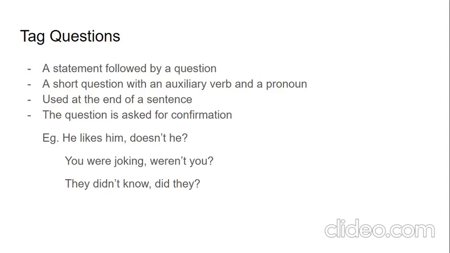And this short question at the end of the sentence is with an auxiliary verb and a pronoun. So auxiliary verbs like does, were, did, any of that sort. And then with the pronoun, you, they, he, she, using any of those. And this is also a question which is asked for confirmation. You really want to confirm whether it is or not, whether it's the same person or not, or whatever you're trying to say in the statement, you want to prove or you want to confirm whether it's right or not.